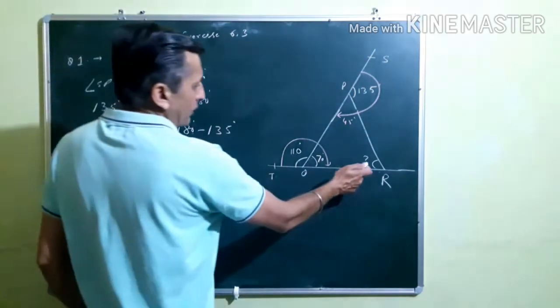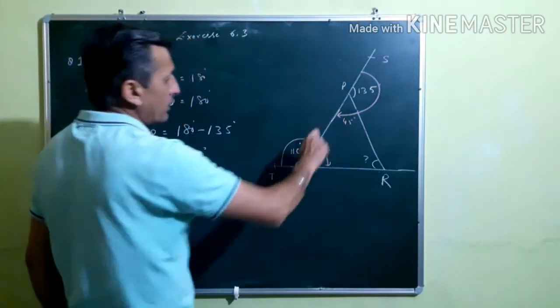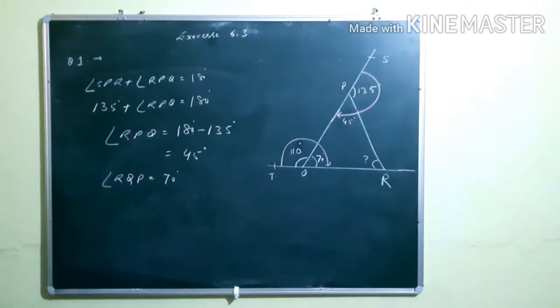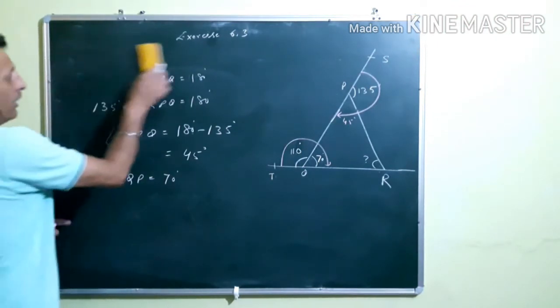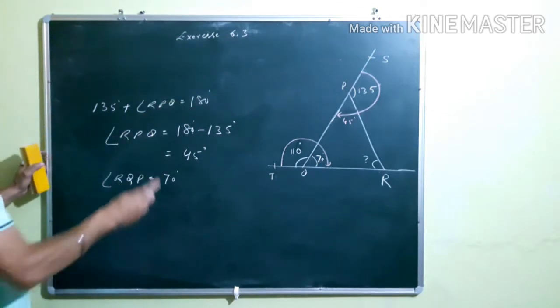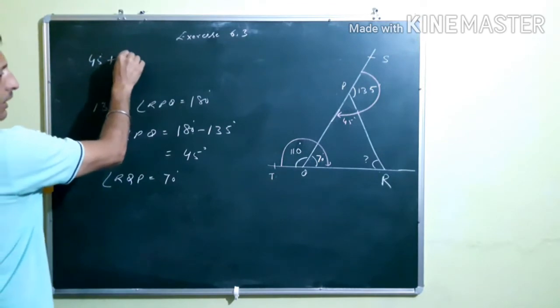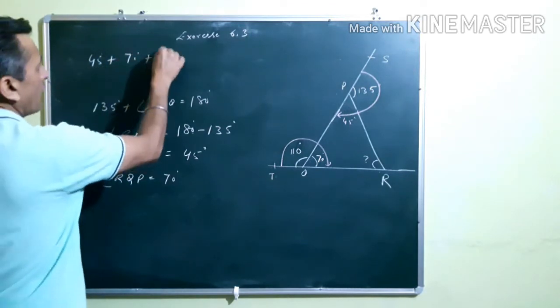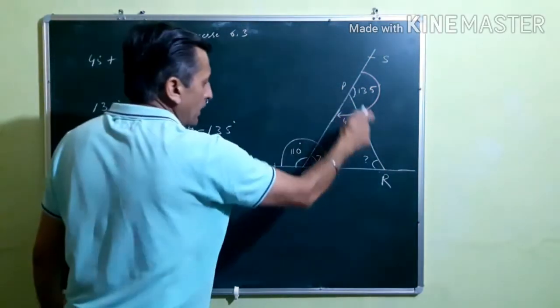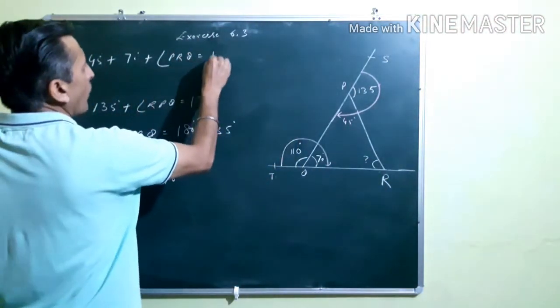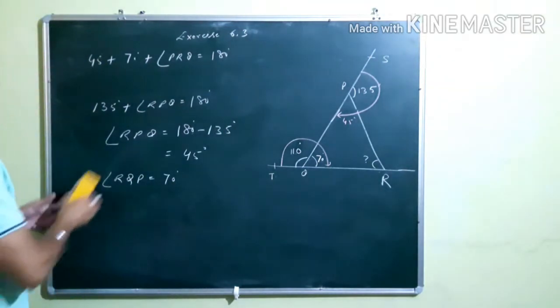Now, but we have to find this one. As you know, sum of all these three angles is equal to 180 degree. I am going to use the angle sum property. So angle sum property said that sum of all angles is equal to 180 degree. So first angle is equal to your 45 degree plus second angle that is called your 70 degree, and the third one that we have to find, that is called your PRQ. So PRQ, sum of all these is equal to 180 degree.